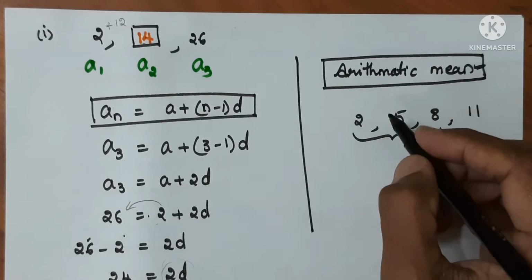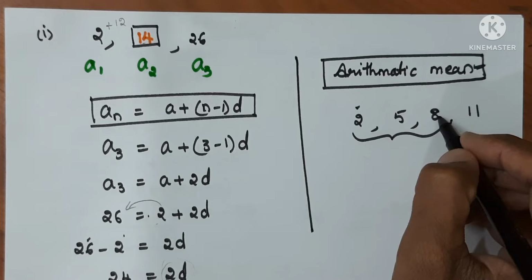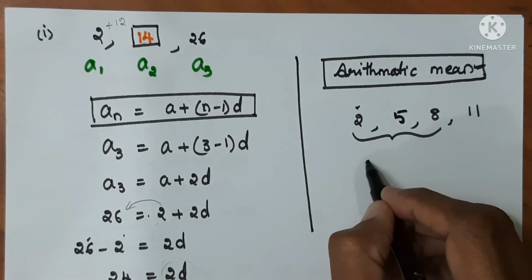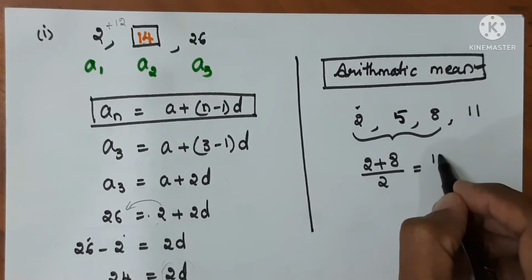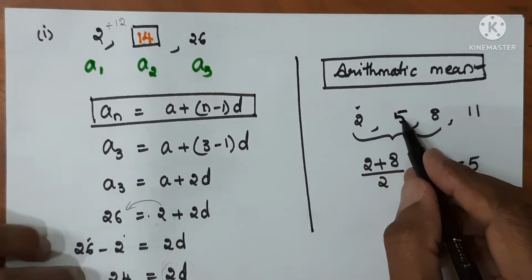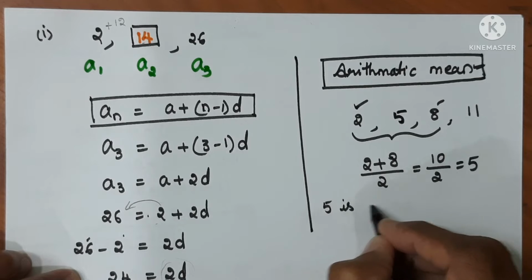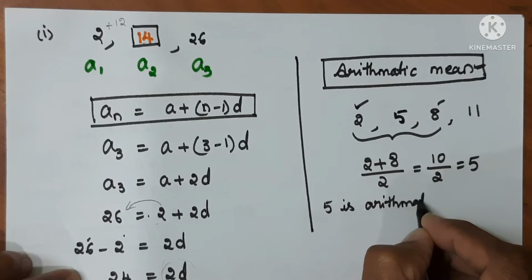Here you can find that if 2, 5, 8 are in arithmetic progression, then 5 will be equal to 2 plus 8 by 2. We get 10 by 2, which is equal to 5. This 5 is called the arithmetic mean of 2 and 8.